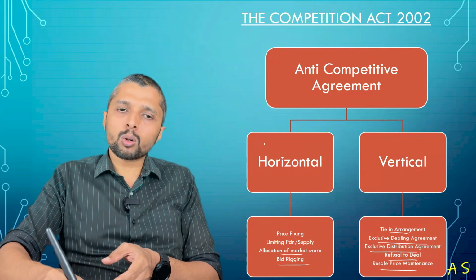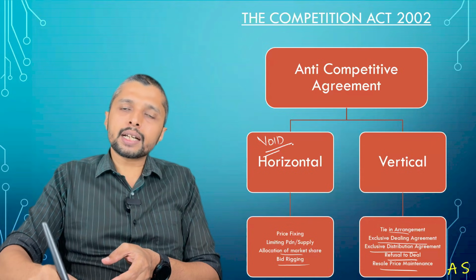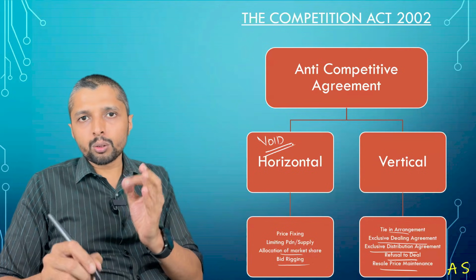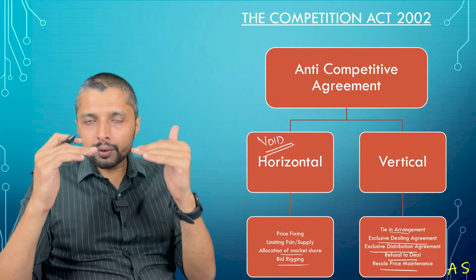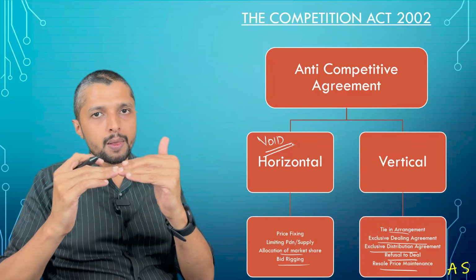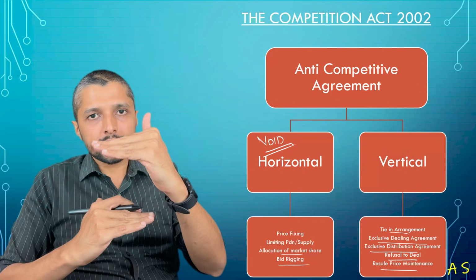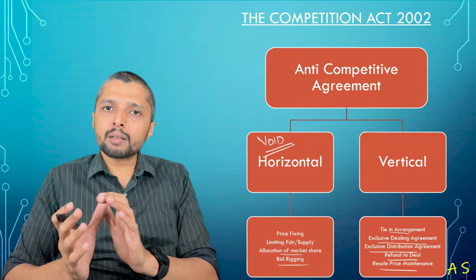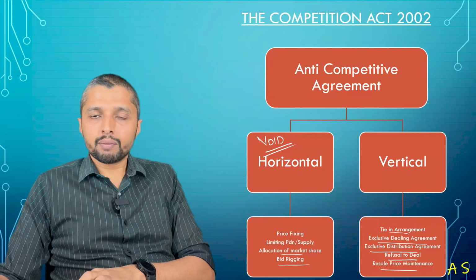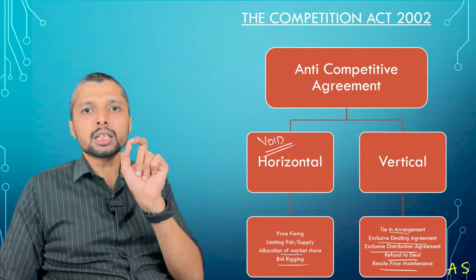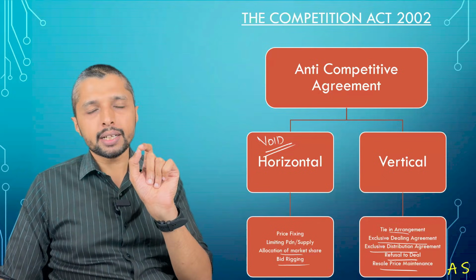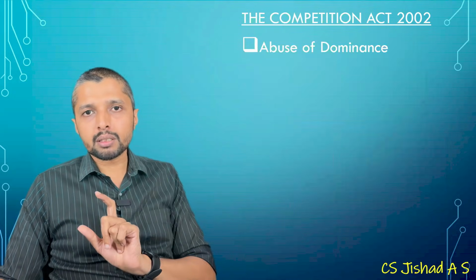Please note that under horizontal agreement, you can say that it is void. Under Section 3, it is specified that if you are entering into a horizontal agreement, because the persons entering into the agreement are at the same marketing stage, it is void. But if it is a vertical scenario, that will have to be decided by the Competition Commission of India on a case to case basis. If that question is asked in the examination, don't write that it is void. Please write it will be decided by CCI on a case to case basis.